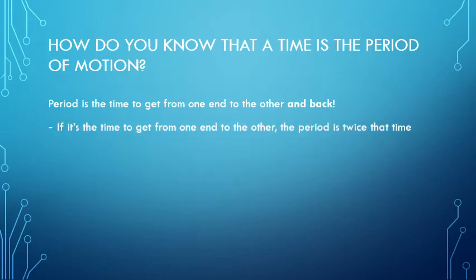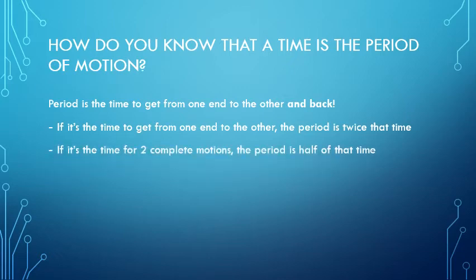Okay. If it's the time to get from one side to the other, the period is going to be twice that time. If it's the time for two complete motions, from one side to the other and back, and then one side to the other and back, then the period will be half that time, and so on. So that's how you use any time to come up with what the period was, as long as it describes the actual motion of the object.